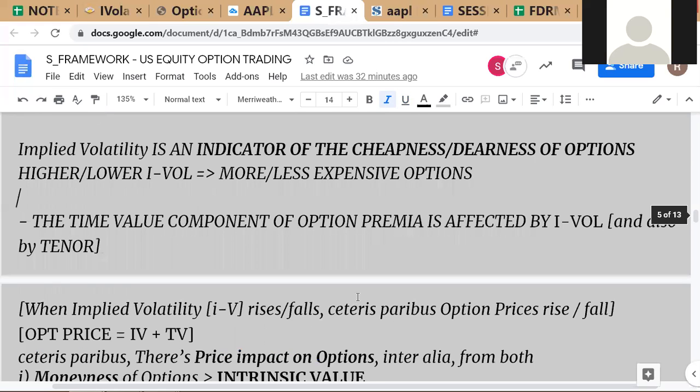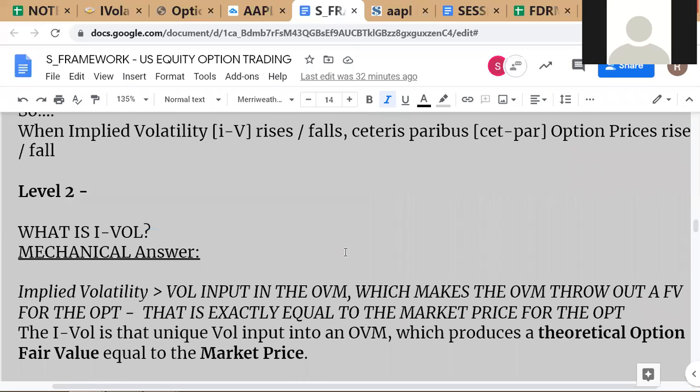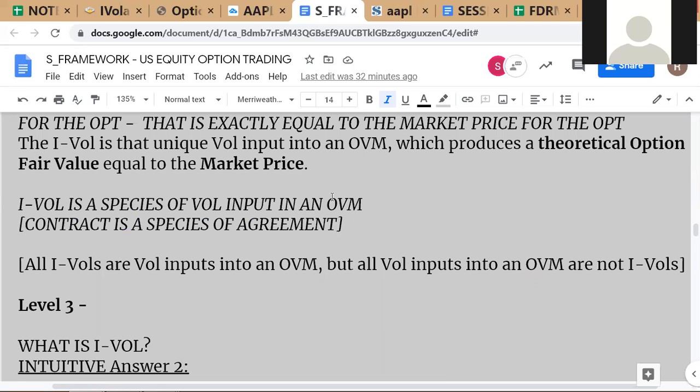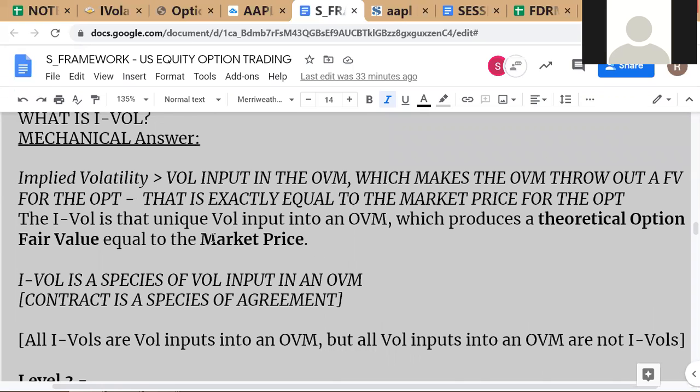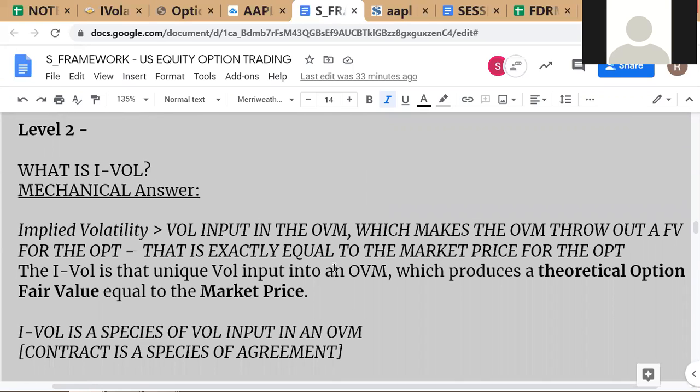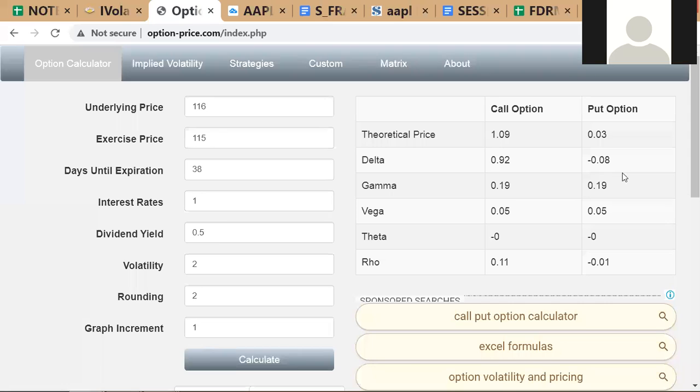So we have understood this first part, and then the second part mainly also a little bit today. Another thing theoretically you should understand is this. You have already understood this part. We have discussed this. What is I-Vol is: I take the market price, I keep it in mind, and I keep changing the vol input in the OVM until I get an OVM output which is exactly equal to the market price, and then I say that vol input is my I-Vol. That's what I-Vol is.